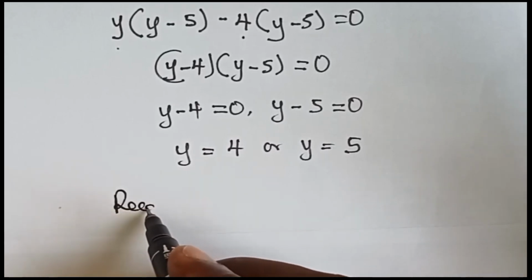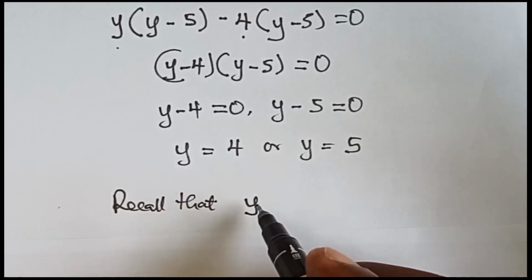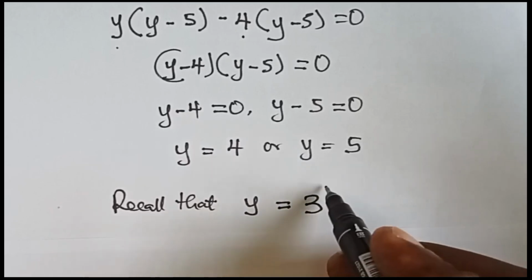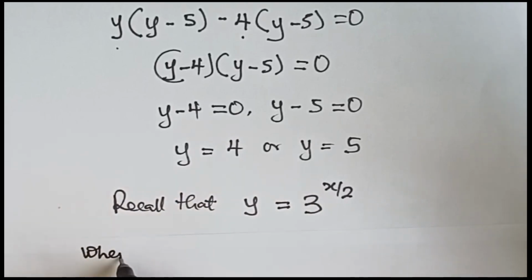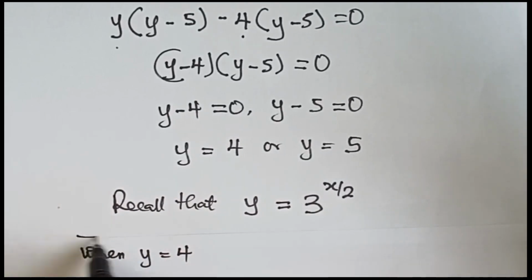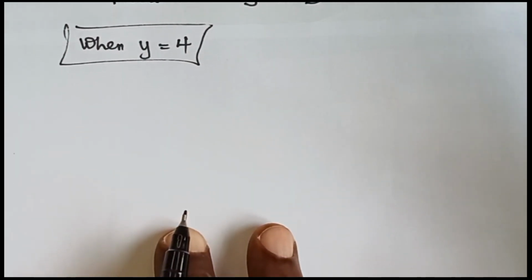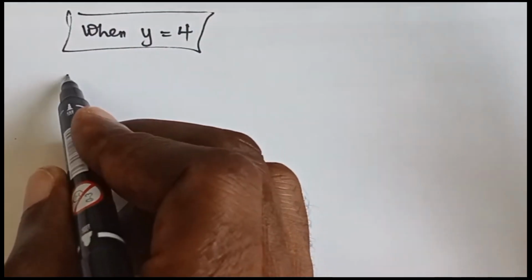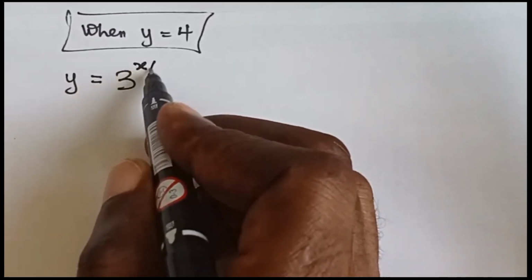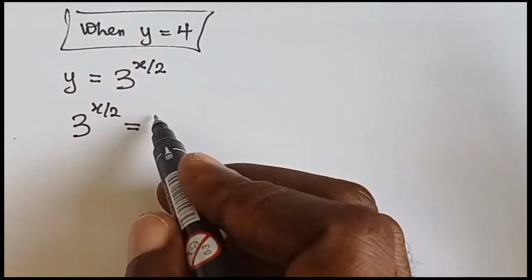And then recall that we said at the beginning of the solution that let y equals 3 raised to the power x over 2. So we recall now. We have y equals 4 and y equals 5. Now when y equals 4, let's see what the value of x is. So we have y equals 3 raised to the power x over 2, and y is 4, that means 3 raised to x over 2 equals 4.